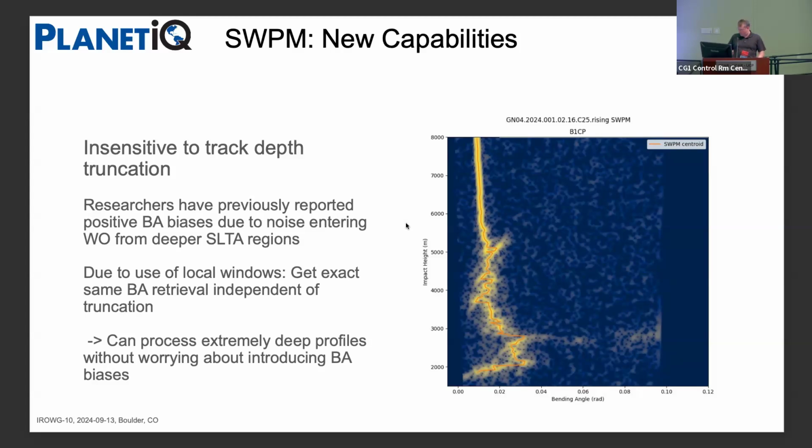It doesn't matter where we truncated the signal. We get the exact same result if we truncate it here or we truncate it all the way out here. So we can process these extremely deep profiles without worrying about introducing bending angle biases.